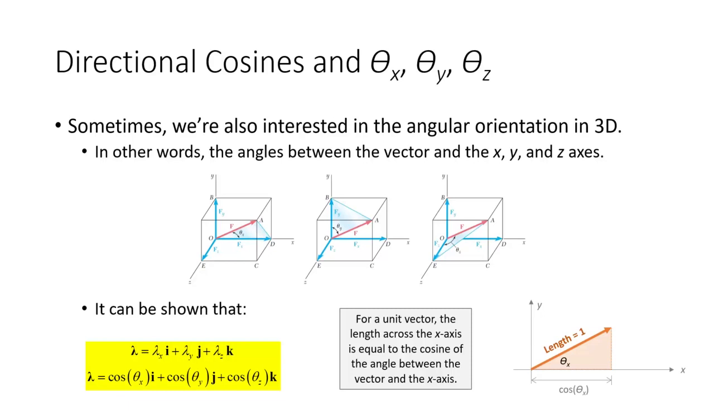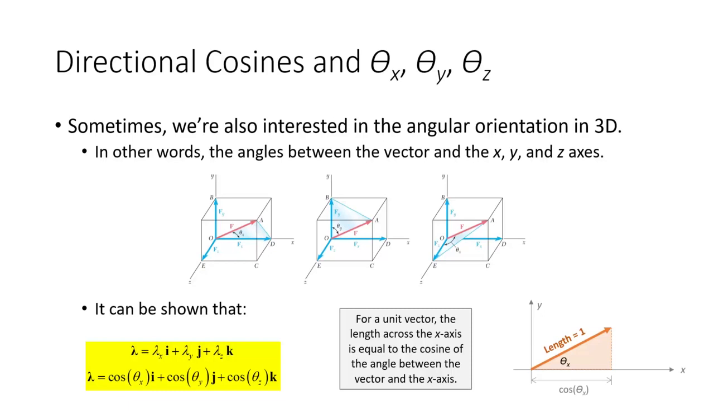Here's my unit vector with the length of 1. This right here is how much of that vector acts along the x-axis. This is how much of that vector acts along the y. This is how much of that vector acts along the z. So if I have this vector here, if I'm just looking at 2 dimensions, this is how much of that vector acts along the x-axis.